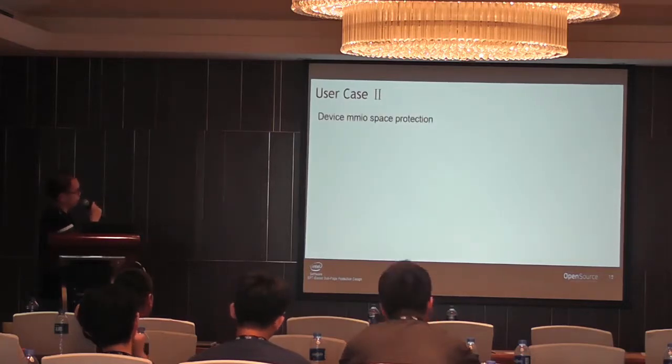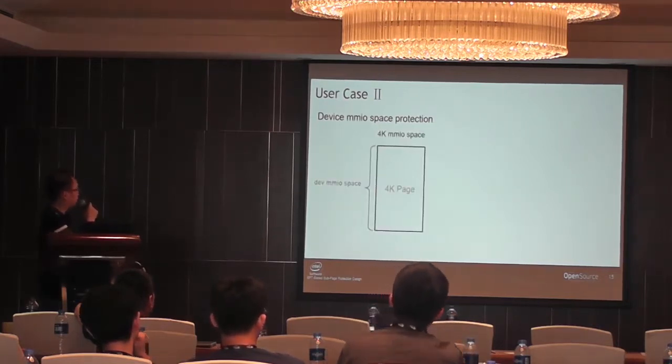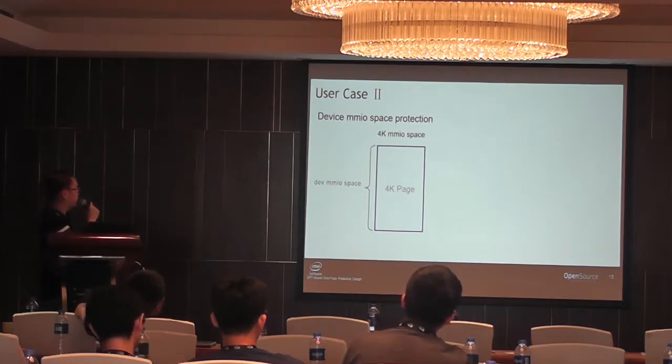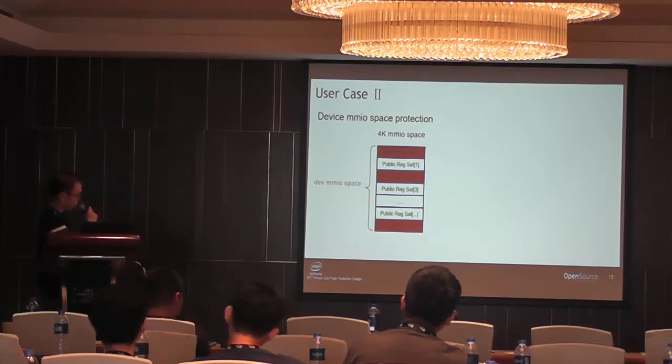Use case 2 is about device and IO space protection. We have a device IO space, a 4K IO space, and the space has its public register set and its sensitive register set. Assume we have only one sensitive register in a 4K page. We would have to set the whole page as write protected, and it will be trapped by the hypervisor, so that takes a lot of performance. After that, we could enable sub-page protection.